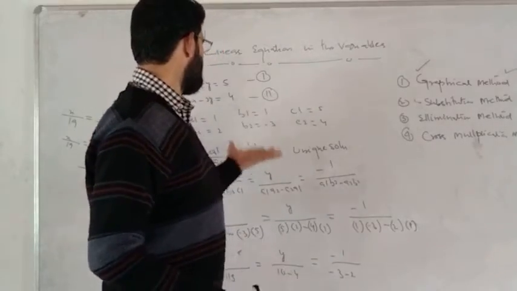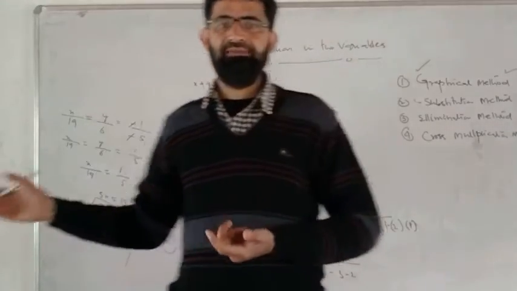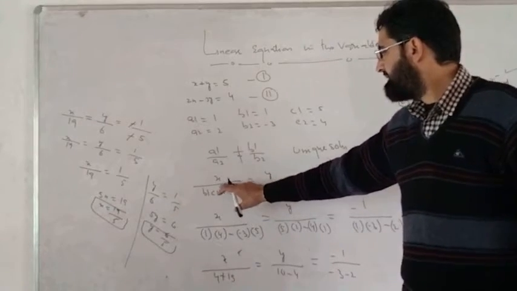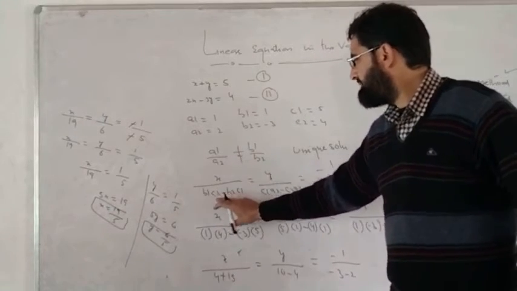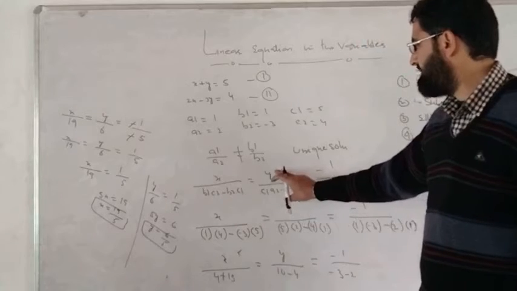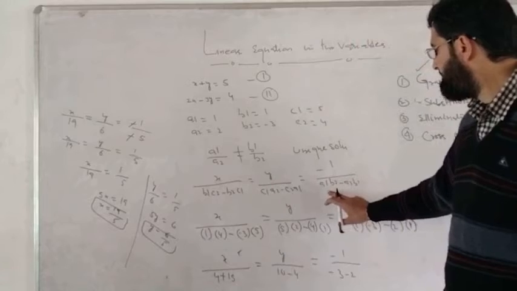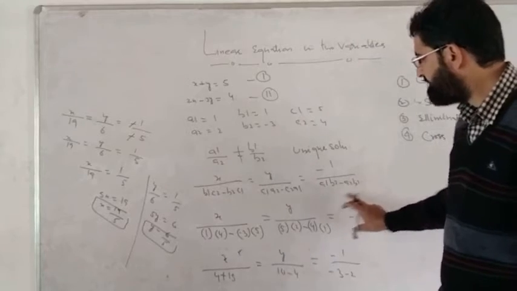You will first check whether a1 by a2 is not equivalent to b1 by b2. If it is so, then you will apply this: x divided by b1 c2 minus b2 c1 is equal to y divided by c1 a2 minus c2 a1 is equal to minus 1 divided by a1 b2 minus a2 b1.